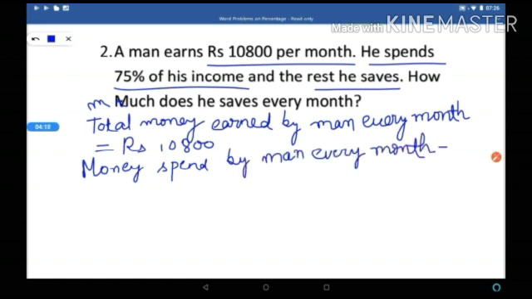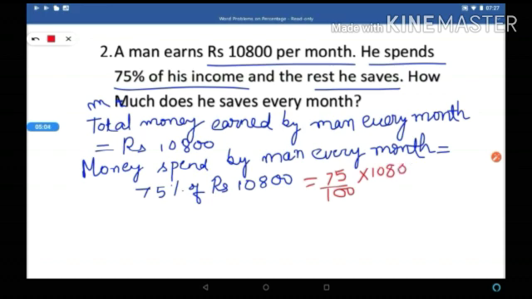75% of rupees 10,800, which is equal to 75 upon 100 into 10,800. Cancel zeros. 75 into 108, which is equal to 8,100 rupees. So, money spent by the man every month is equal to 8,100 rupees.